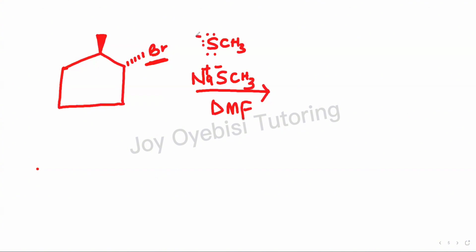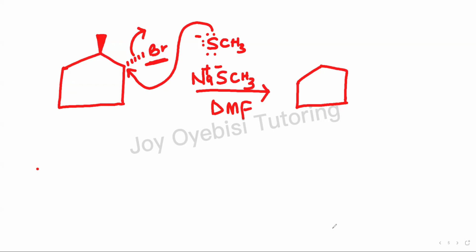Okay. So this is going to attack again from behind, backward attack. When it attacks, this leaves. Now on the product side, we're going to have an inverted product. So this was originally a dash. Our product is going to be a wedge. So this is going to then be SCH3. The nucleophile would replace the leaving group. And then this stays the same, okay? Nothing happens to that. And that is our major product.